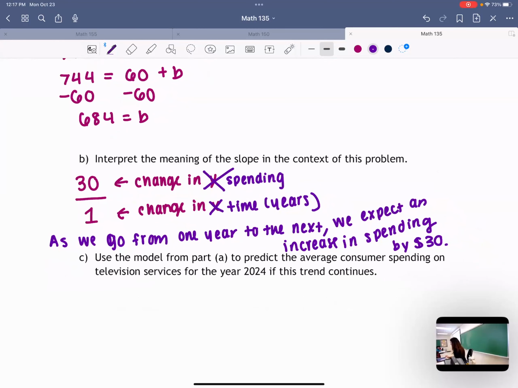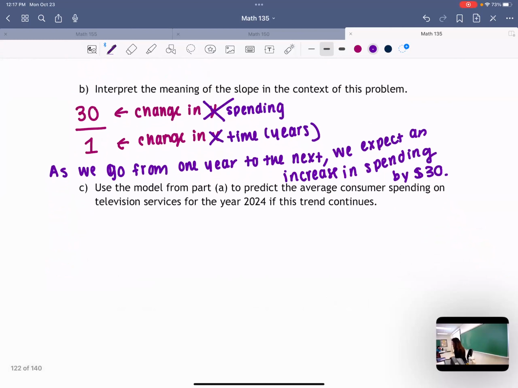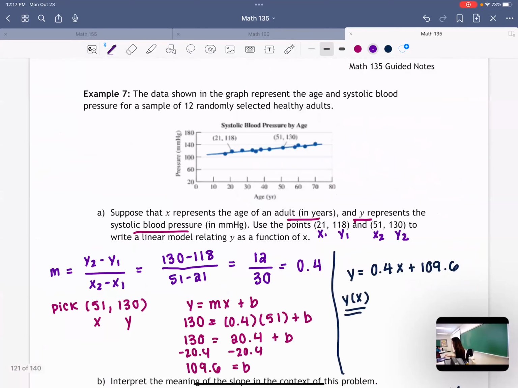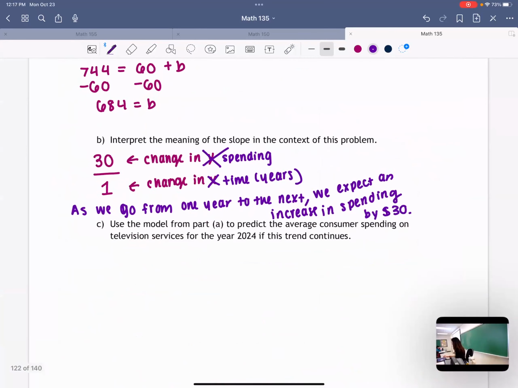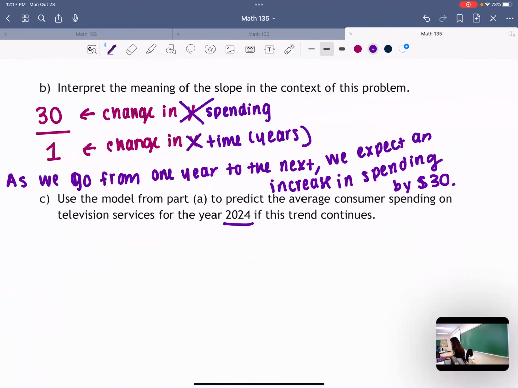All right, last one. Part C, we're asked to use the model from Part A to predict the average consumer spending on television for the year 2024. This is going to be a little different than the last page, where we just plugged in a number. We actually are plugging in a number. 2024 is the time, so this is our X value. But am I going to plug in 2024? No, what am I plugging in instead?